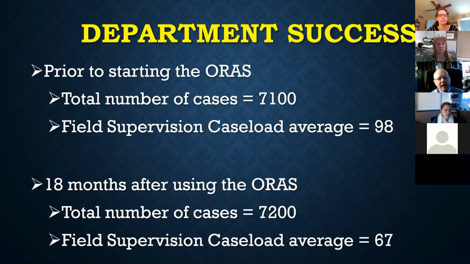Prior to starting the ORAS, total number of cases were 7,100. Field supervision caseloads were 98. 18 months after using it, actually, this is funny, in a sense, the cases went up to 100, but look at our average field caseload size, 67. All right, now what that means is that's 67 high and moderate risk offenders. All right, still above what they recommend for an average caseload for that population, but we're doing very well.